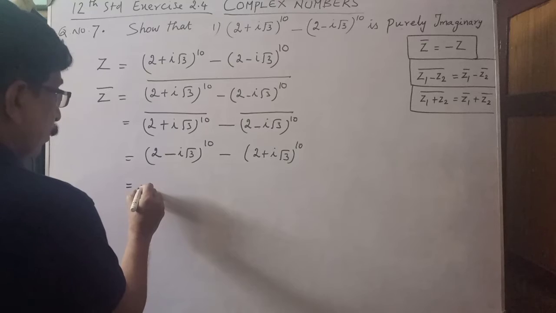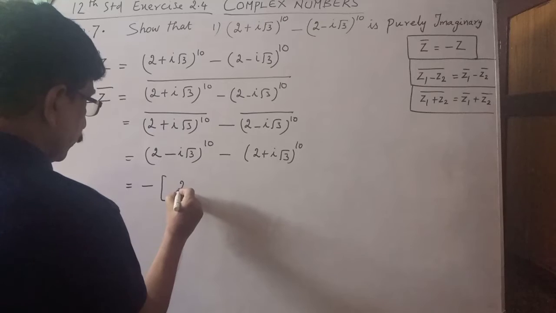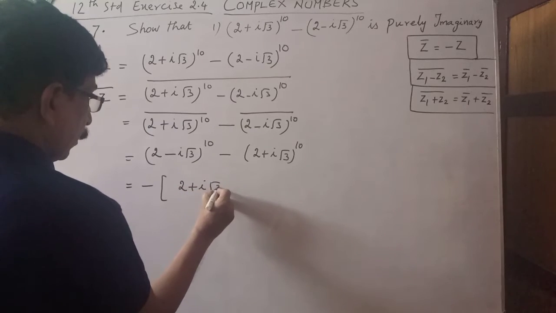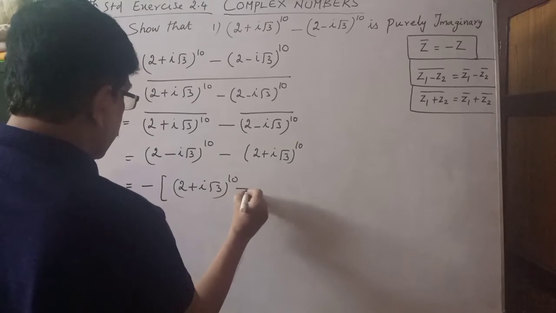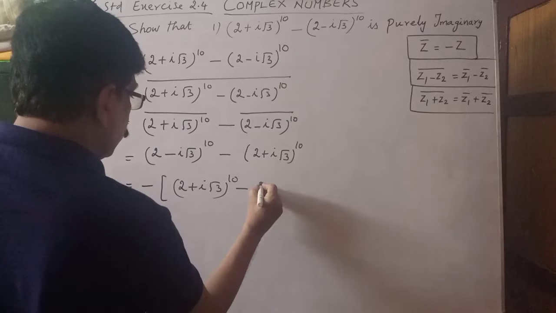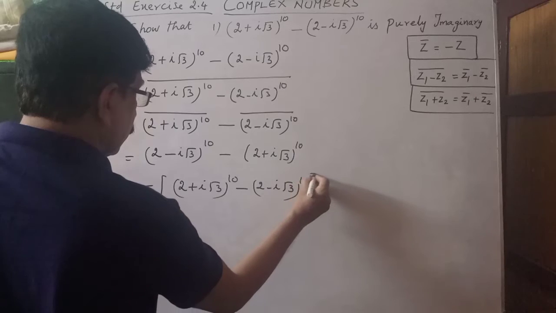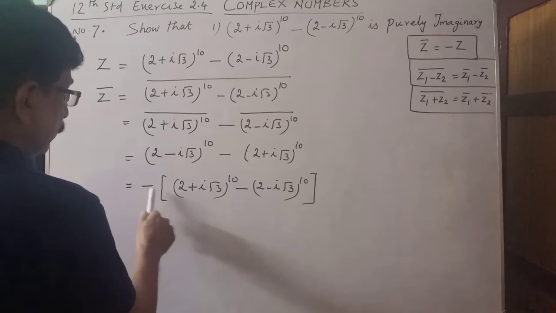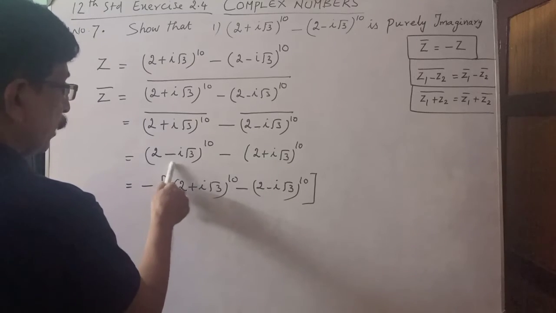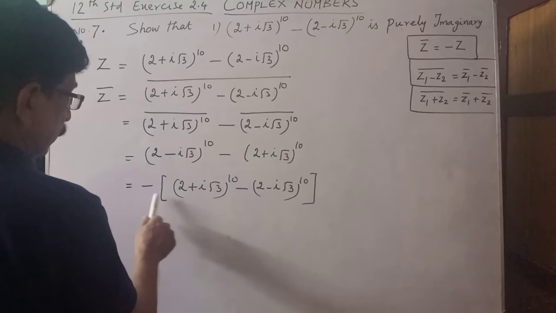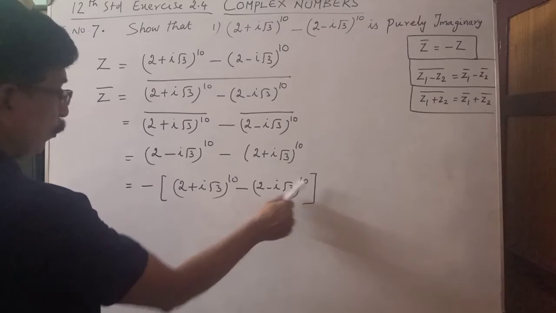Now we take the minus outside. First we write this term, (2 + i√3)^10. Next minus (2 − i√3)^10. This is the minus term, so minus into minus gives plus for this term. This can be written in this form: (2 + i√3)^10 − (2 − i√3)^10.